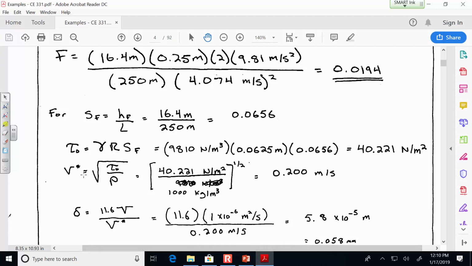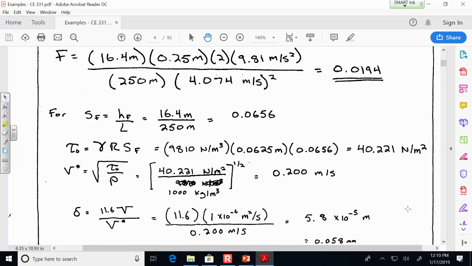Now we want the shear velocity. Now that we have the shear stress, we can express it in terms of meters per second by taking the shear stress divided by the density and the square root. So the shear velocity is 0.2 meters per second. And now we put it into this Nikuradse equation to find the thickness of the boundary layer. So it's 11.6 times the kinematic viscosity of water, divided by the shear velocity. So it turns out the thickness of the boundary layer under these flow conditions is going to be 0.058 millimeters.